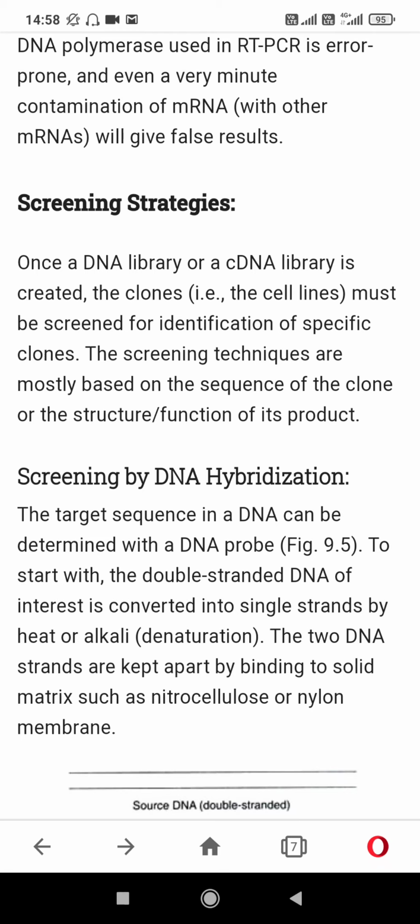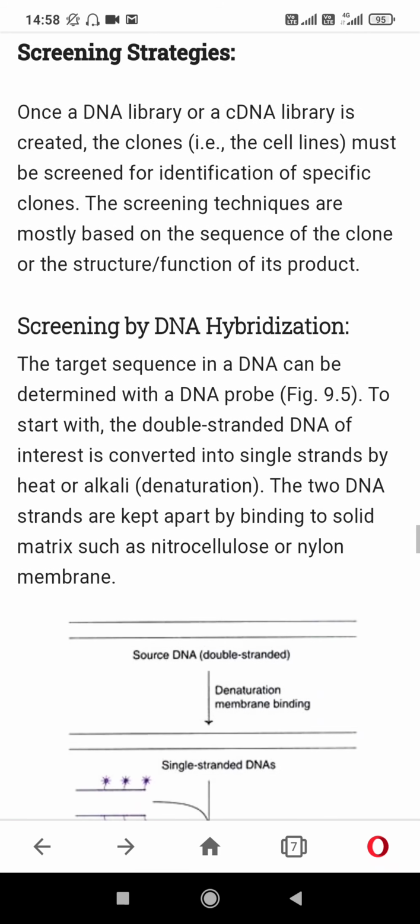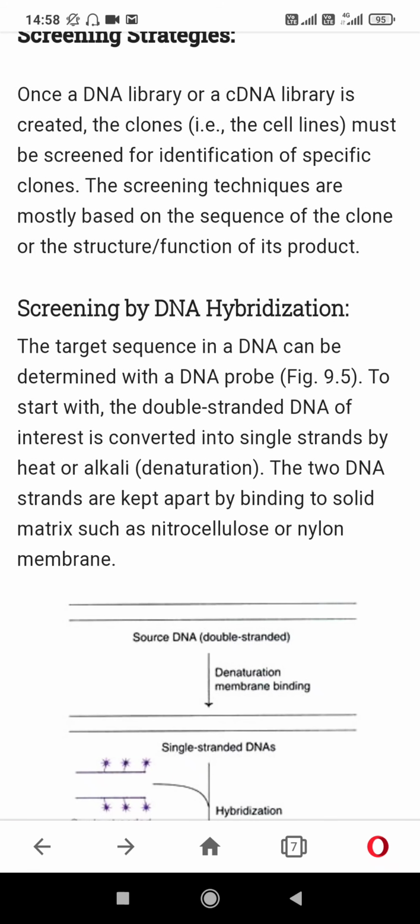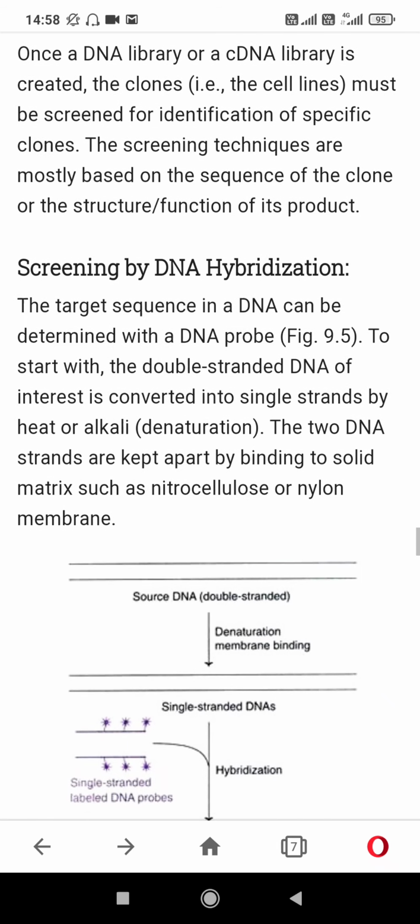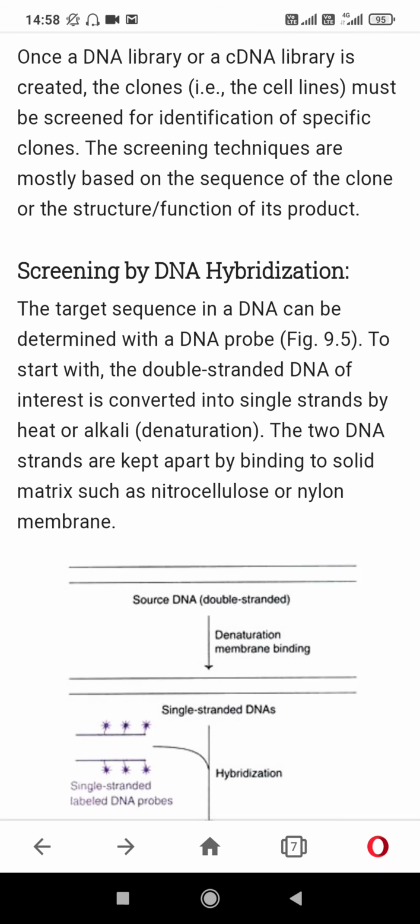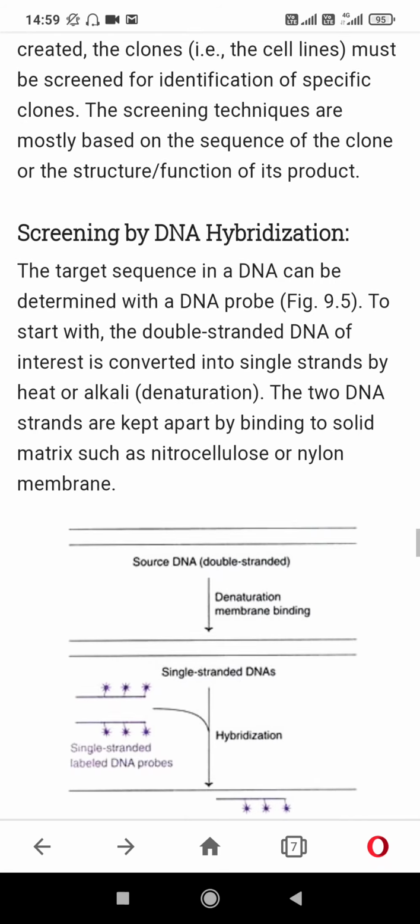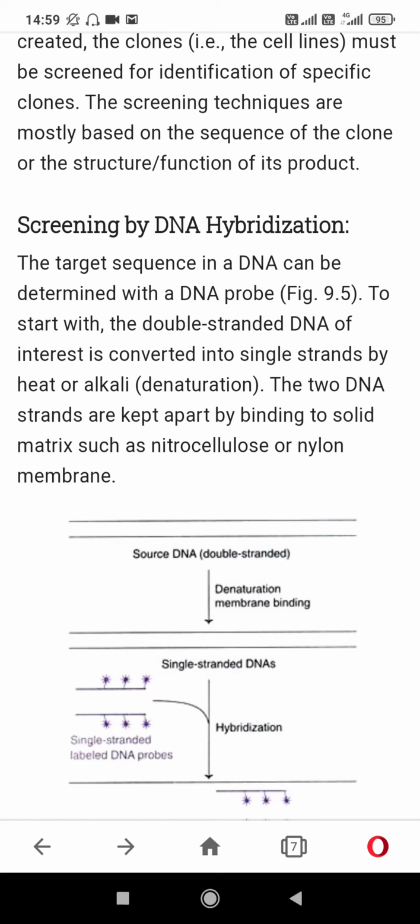Screening techniques are mostly based on the sequence of the clone, which will be complementary base paired using things like probes, primers, etc., and also based on the structure and function of its product. So let us see the different types of screening strategies normally employed for identification of clones obtained from your DNA library or cDNA library. The first method is screening by DNA hybridization.